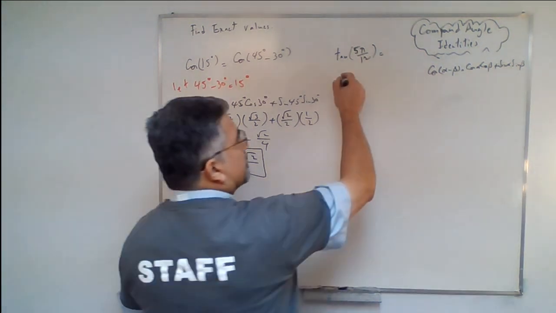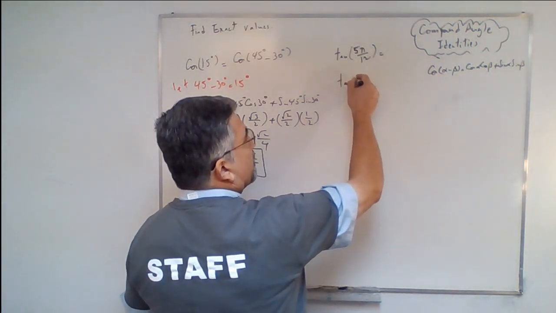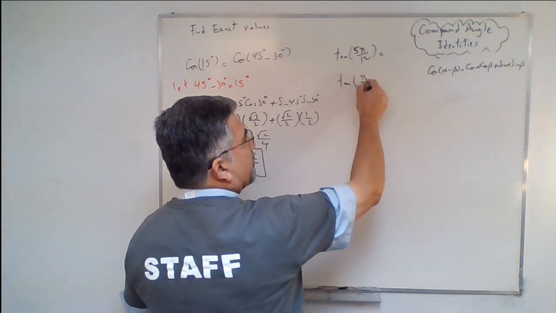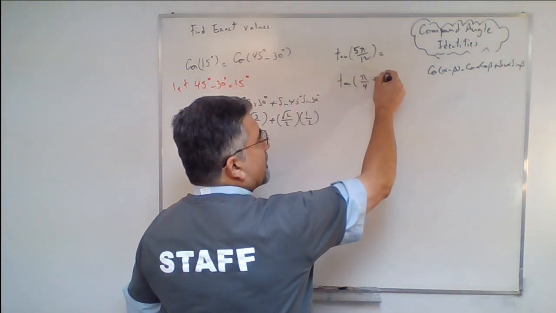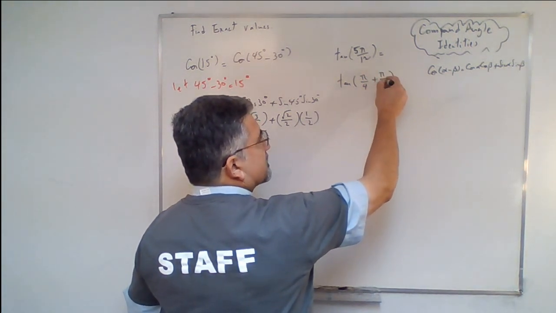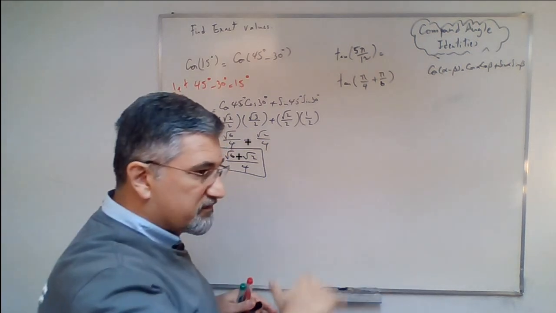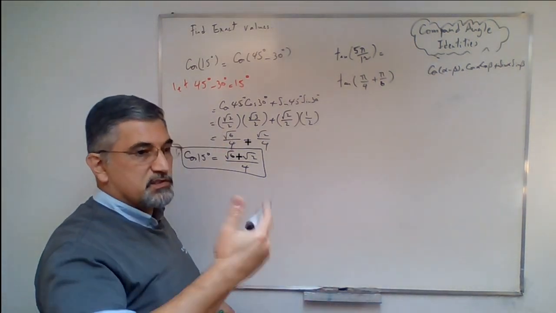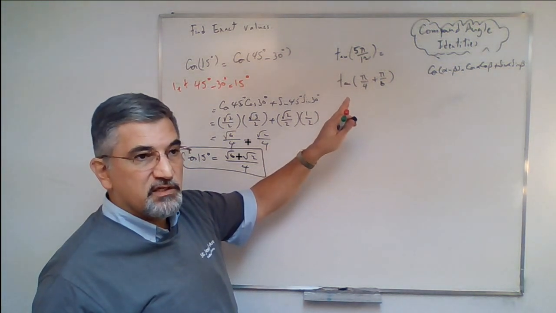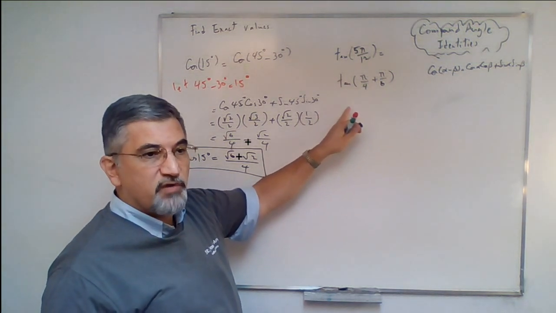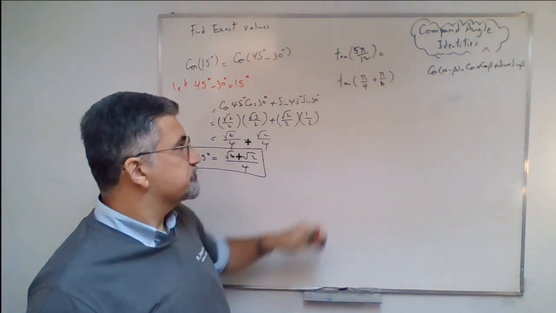So it would be tangent of pi/4, which is 45 degrees, plus pi/6, which is 30 degrees. So 45 degrees plus 30 degrees is 75 degrees. So basically, we are breaking down 5 pi/12 radian as the sum of pi/4 radian and pi/6 radian.